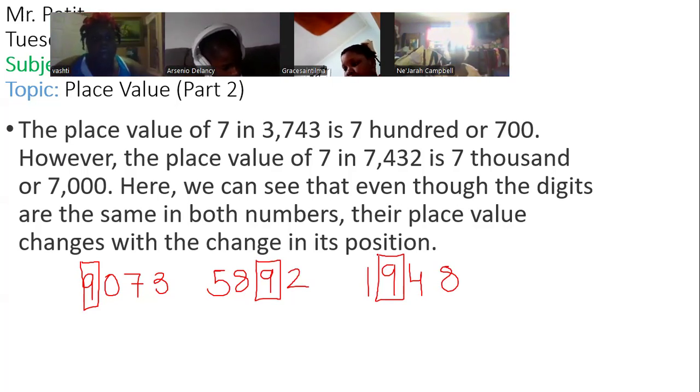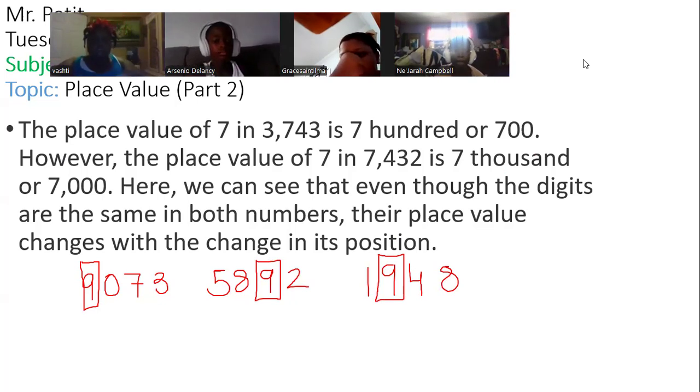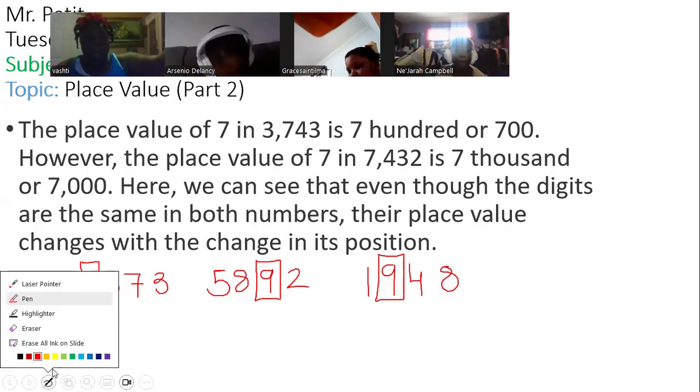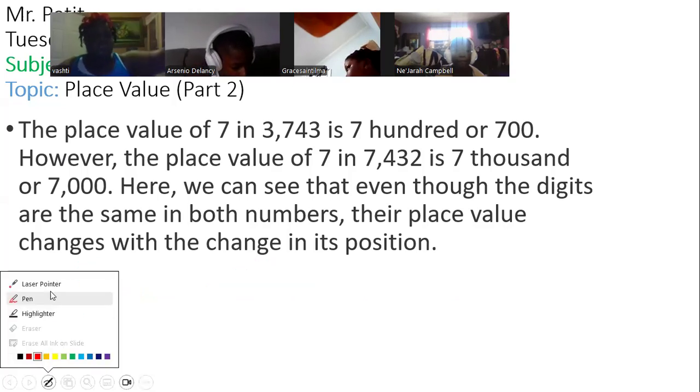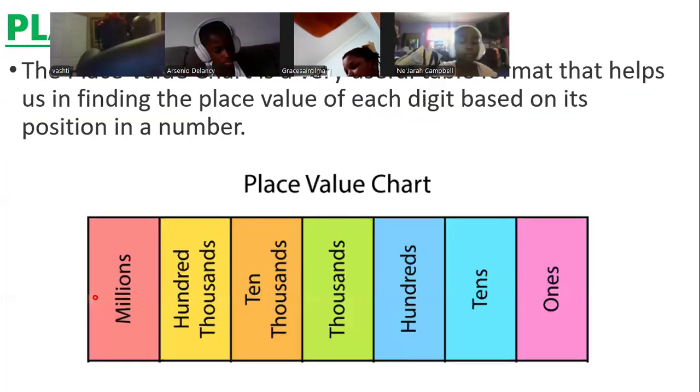We could move on to the next slide. Yes, sir. Okay, good. Arsenio, are you finished? Yes, sir, I'm just drawing my margin line. Okay, good. All right, so let's move on to the grade exercise. Well, examples first before the grade exercise. So we already did this.